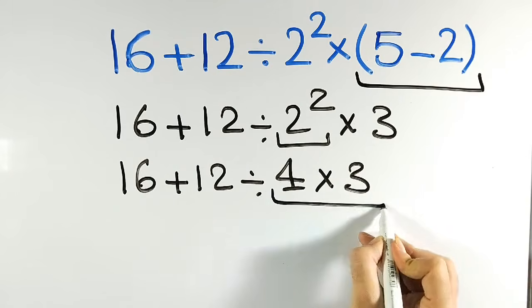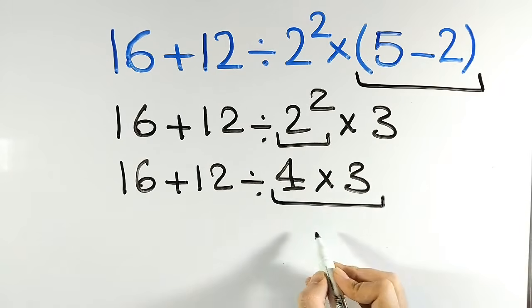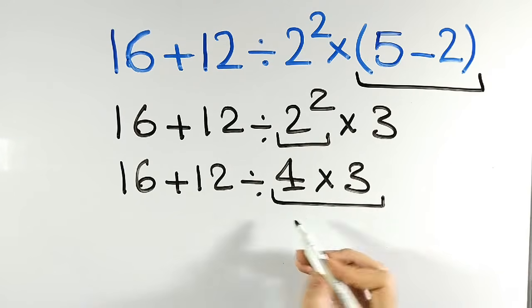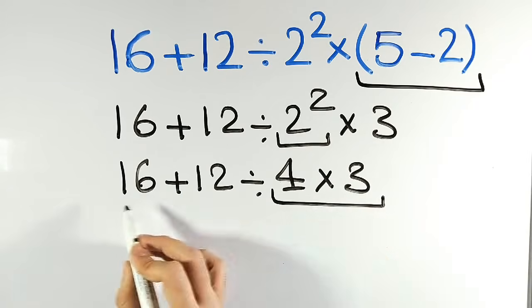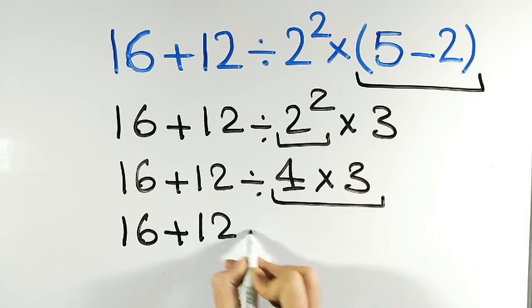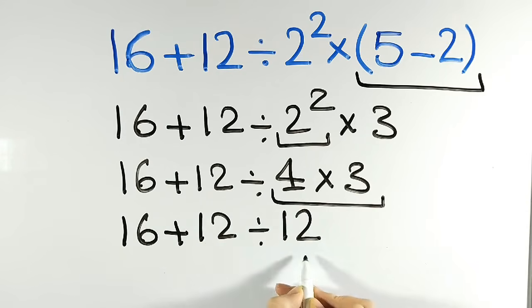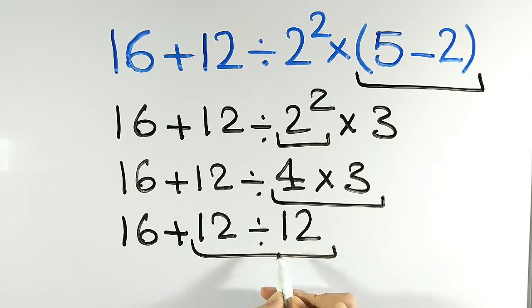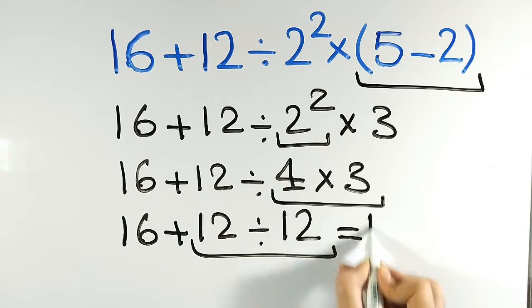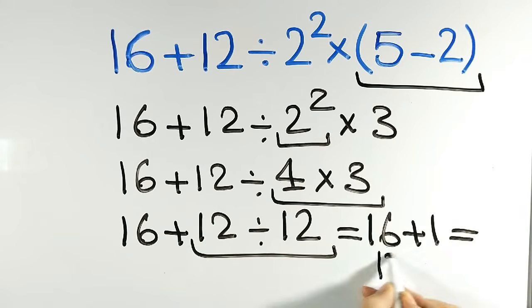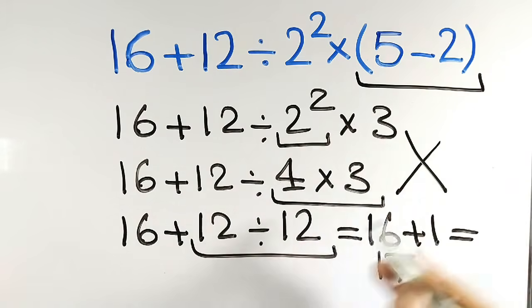Then they go for the multiplication between 4 and 3 because they think multiplication has a higher priority than division. So they rewrite this expression as 16 plus 12 divided by 12. And the final step, they go for the division between 12 and 12 and write this expression as 16 plus 1, which finally gives them the answer 17. But this answer is completely wrong.